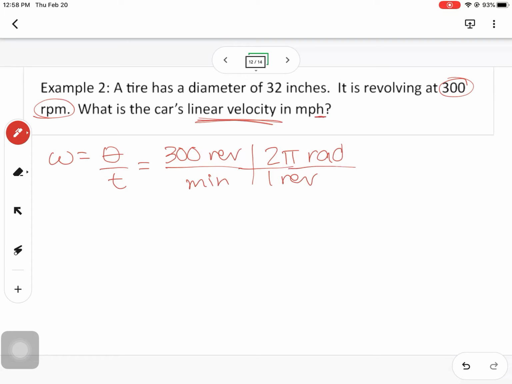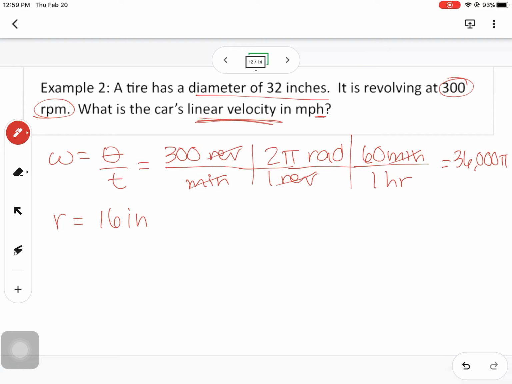And again, if you notice, I want it in miles per hour. So I need to convert my minutes into hours. And then I'm just going to do 300 times 2 times 60, which is 36,000 pi. For my radius, I know the diameter is 32 inches, which means the radius is 16 inches.